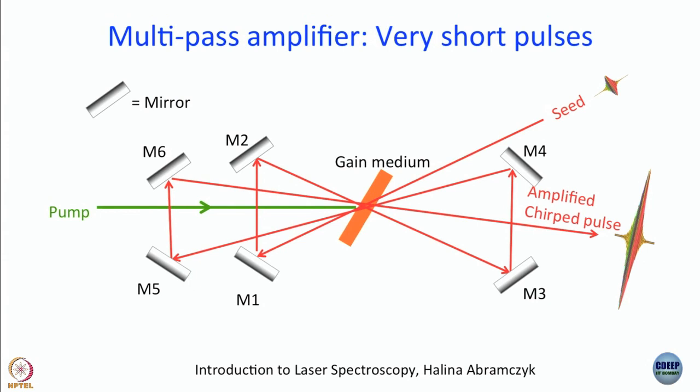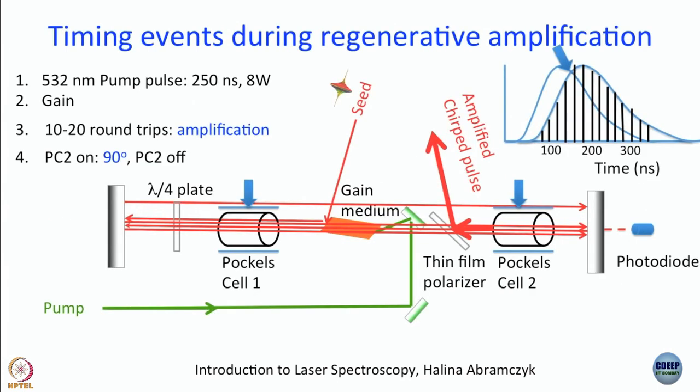One is a multipass amplifier in which the seed goes through the gain media multiple times. And this is used for very short pulses. No extra EOM or anything is used, so the pulses can remain short, but the power that you get, the energy that you get per pulse, the extent of amplification, is not as much as one can get using a regenerative amplifier.